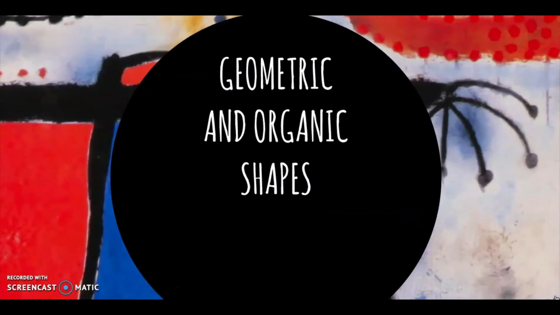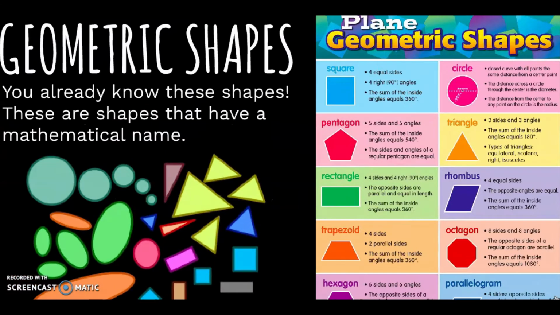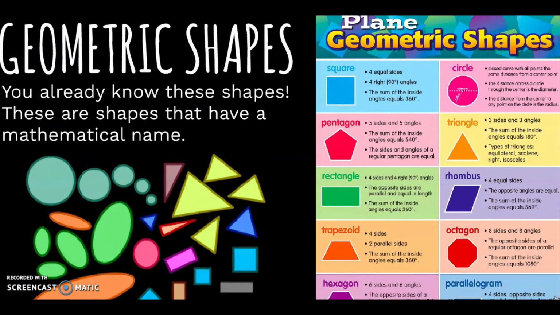Before we talk about this artist, I want to just quickly review geometric and organic shapes. Geometric shapes are the shapes that you already know. These are the shapes with a mathematical name. For example, a square, a circle, a pentagon, a triangle, a rectangle. Some other shapes that aren't on this page could be a semicircle, which is half of a circle, a crescent, or a heart shape.